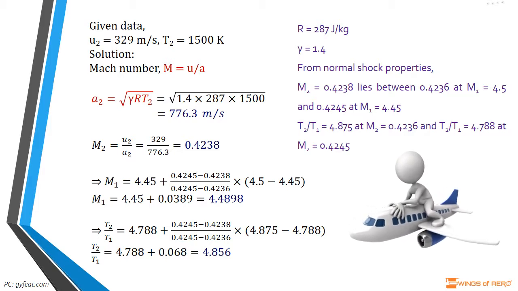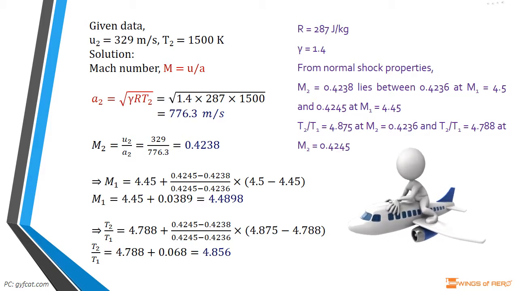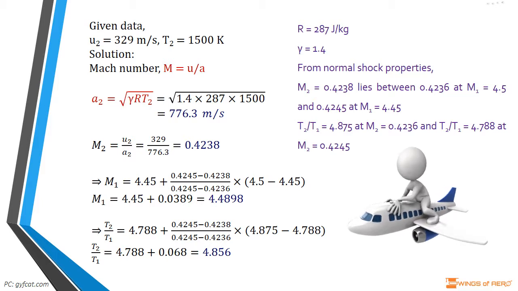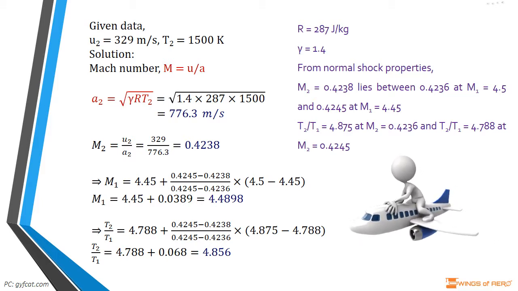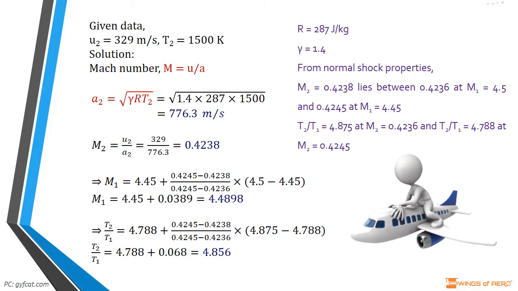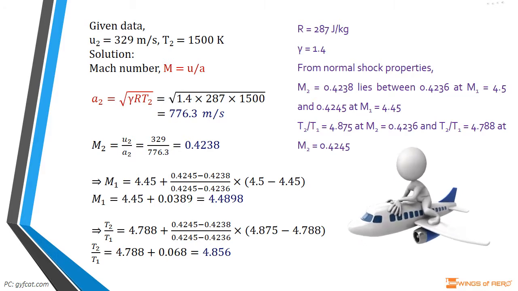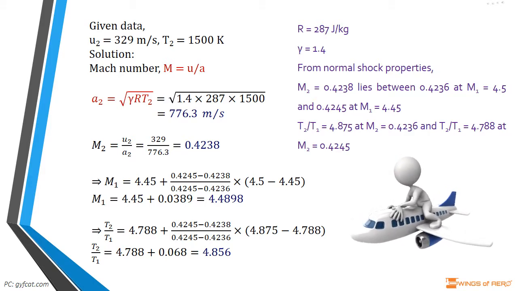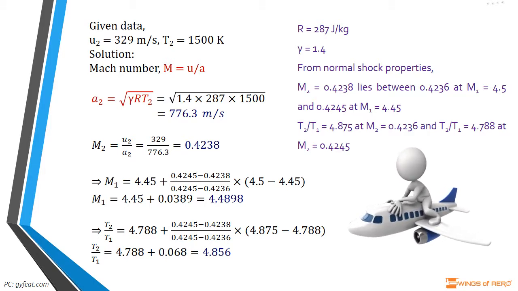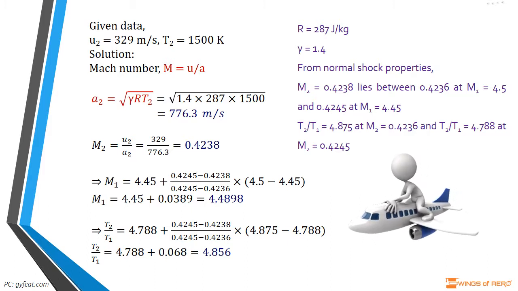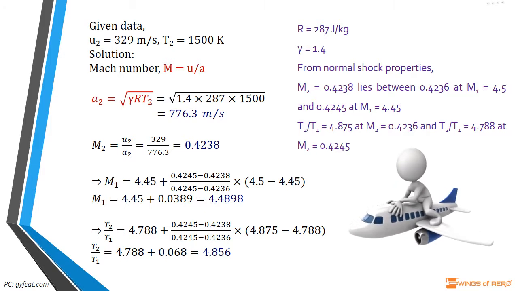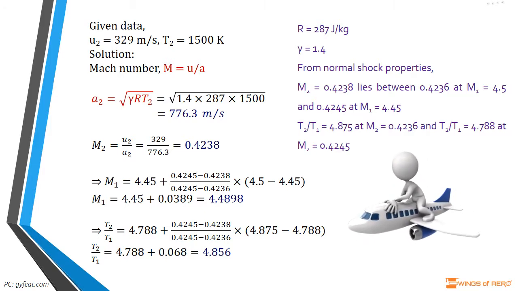0.4238. To find the velocity ahead of the shock wave, we must know speed of sound and Mach number in front of shock wave. From normal shock properties, we see there is no precise entry for M2 0.4238. Rather, this number lies between 0.4236 at M1 4.5 and 0.4245 at M1 4.45. By interpolation, we get M1 is equal to 4.4898.